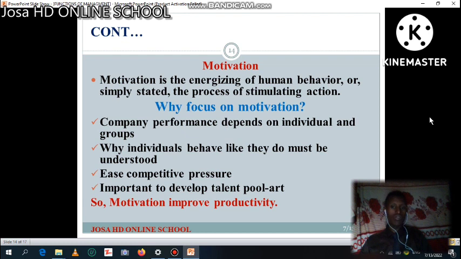Why focus on motivation? Company performance depends on individuals and groups. What individuals do must be understood. With competitive pressure, it is important to develop a talent pool. That means when motivation is present in the company, the employees do more, and generally motivation improves productivity.